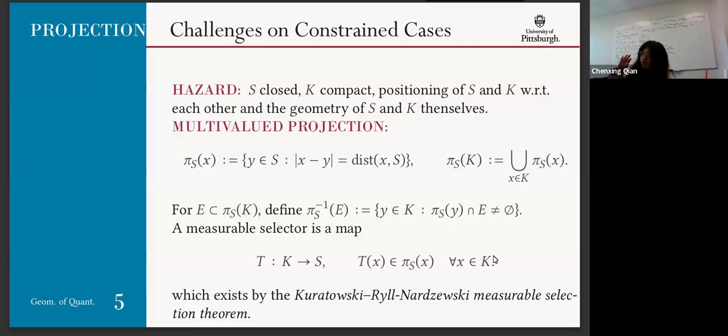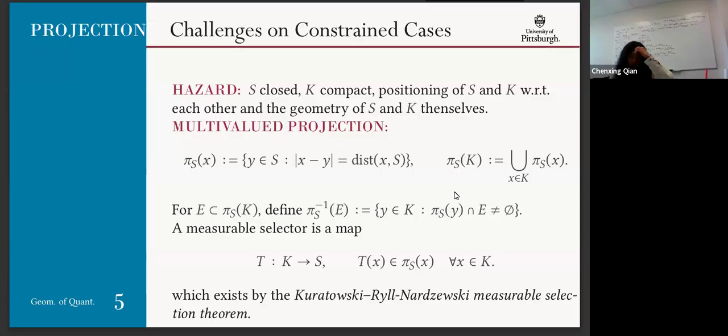So we are projecting from one point to the closest point in the constraint with the smaller distance, and the projection is not usually single valued. It's usually multi-valued. And so the central object we're studying here is pi sk, a union of the projection of each point of the support k.